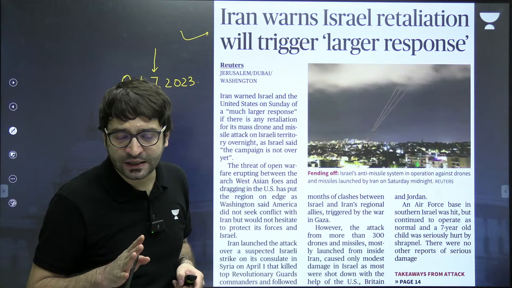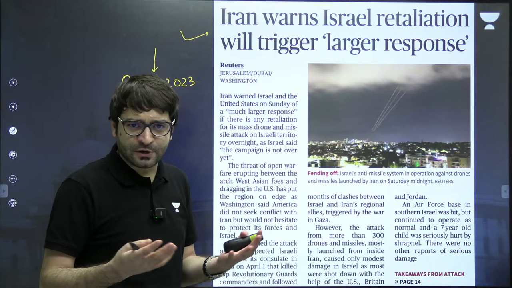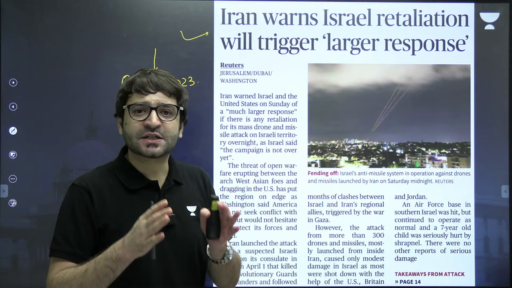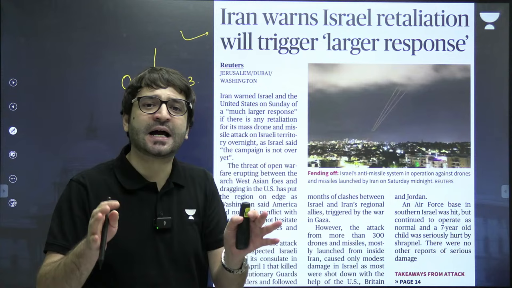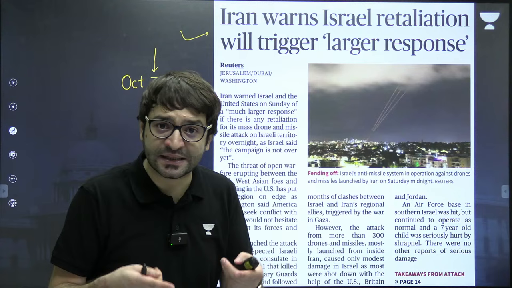Iran has attacked Israel. Close to 300 drones and missiles were fired at Israel from Iranian soil. Obviously, because of the top defense system that Israel has, which has been largely funded by the United States, the United States being an ally of Israel, Israel has been able to withstand all this attack. And you can say that this attack had minimal impact on Israel. Apart from the fact that a 7-year-old girl was grievously injured, there was no other damage to Israel in these attacks. But these attacks signify something significant.